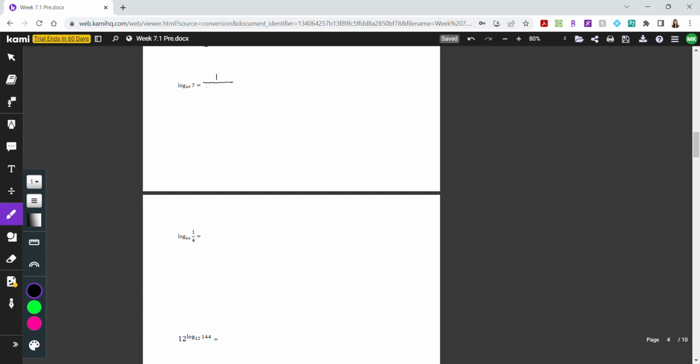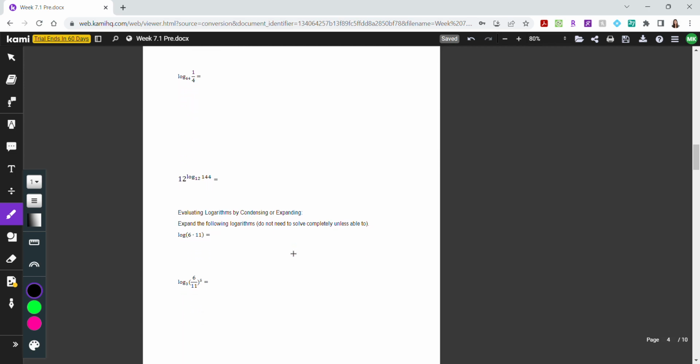So now I'm going to have 1 over log base 7, 49, which means I can rewrite this as 1 over log base 7, 7 squared. I have an exponent, right? So that means I'm going to write the exponent at the side of the log. So I have 1 over 2 log base 7, 7. Again, I know log base 7, 7 is going to equal 1. Therefore, I will get my final answer of half. All right?